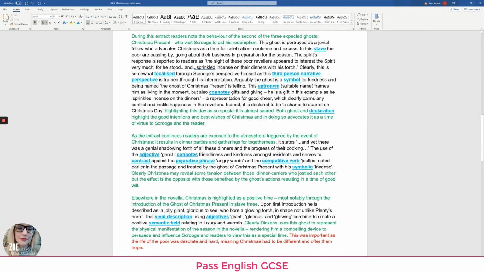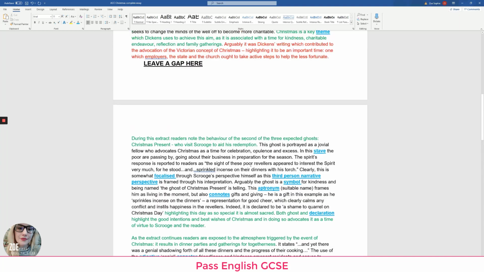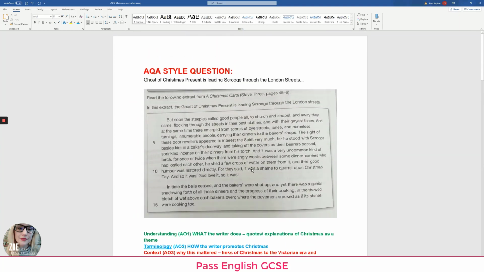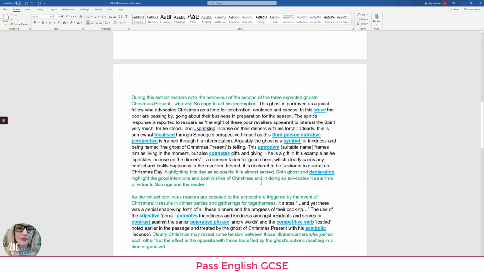The use of the adjective "genial" connotes friendliness and kindness amongst residents and serves to contrast against the, I should put there earlier, pejorative phrase, "angry words." Remember the bit where they're getting cross with each other? I pointed this out. Here. So you've got genial here and angry earlier. Too far apart to be a juxtaposition, but you can argue there's a contrast.